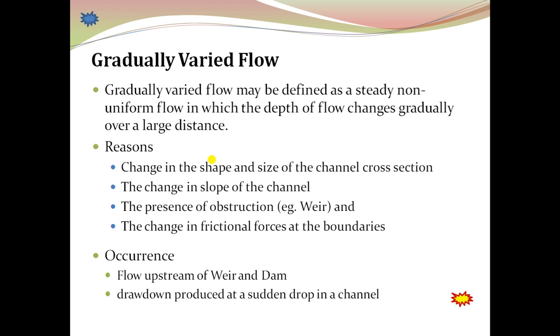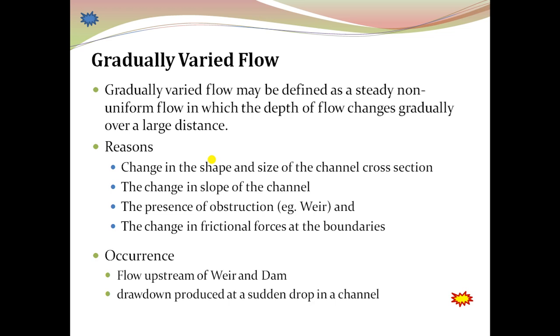Before we discuss gradually varied flow, let us recall the classification of non-uniform flow. In the previous video lecture, we classified non-uniform flow into rapidly varying flow and gradually varied flow. Rapidly varying flow may be defined as a non-uniform flow wherein the depth of flow changes abruptly over a short length of the channel. Hydraulic jump is a typical example of rapidly varying flow. We had discussed this in detail in the previous video lecture.